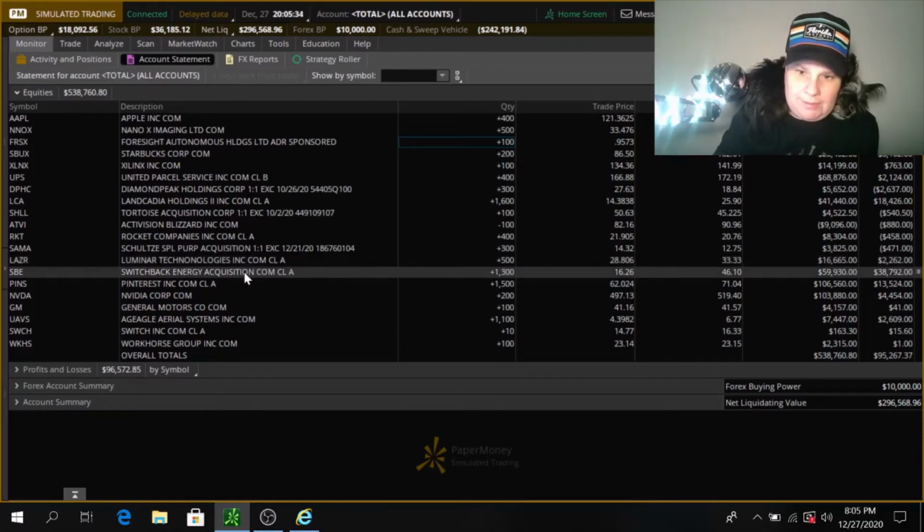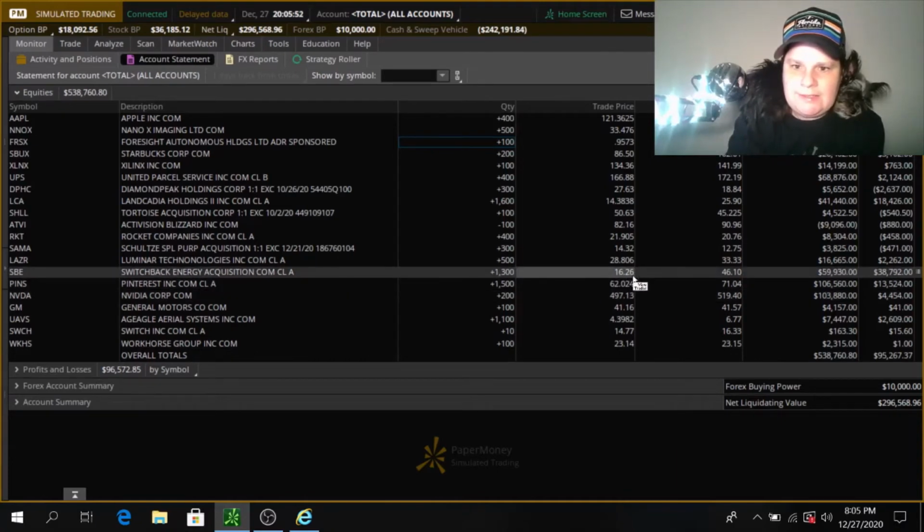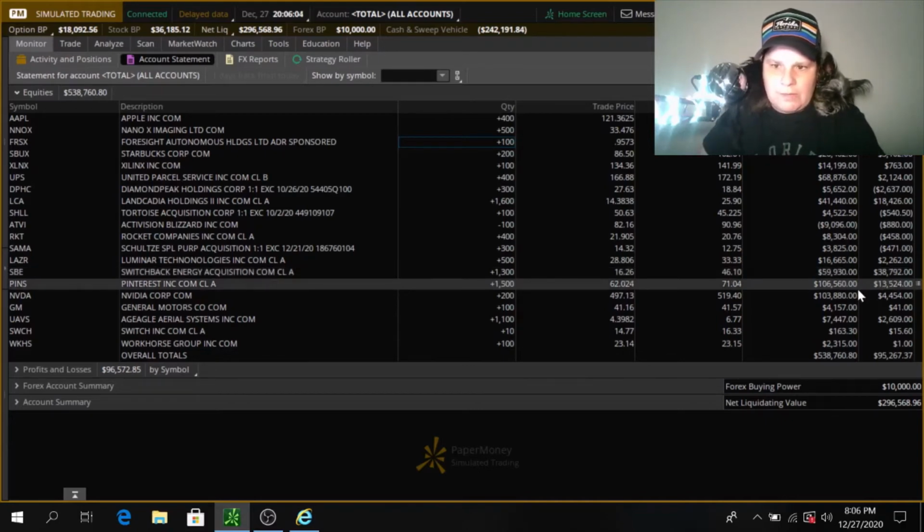Switchback Energy, I've made a very nice bit of money on Switchback. It's going to become ChargePoint, which is doing the electric charging stations. Your gas stations are going to eventually one day have a lot of these electric charging stations instead of a gas pump. And that's what this is. I bought it at $16.26. Woo, it's at $46.10. Made $38,792. This was my big winner in all of my fantasy picks here.